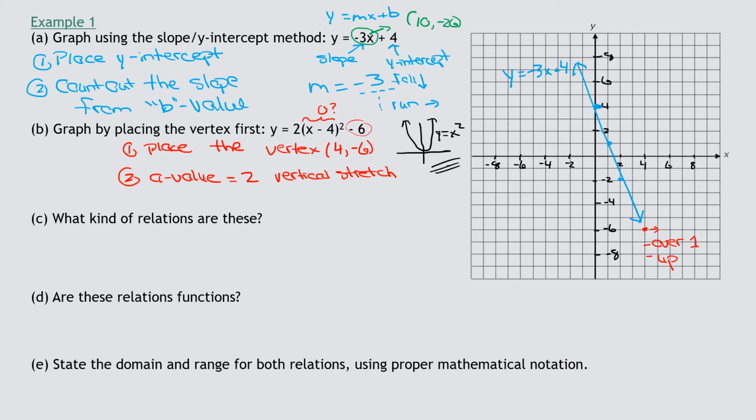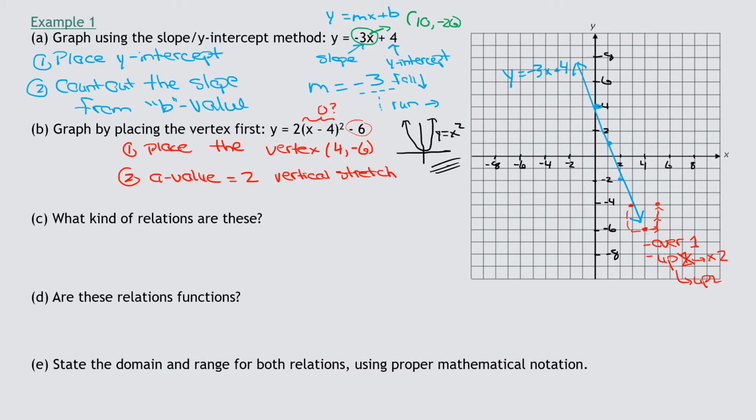Normally I would go up 1 right here. But we have an a value of 2, so we're not going up 1. We have to take that number that was a 1 and we have to multiply it by the a value, by 2. So I'm actually going up 2. So up 1, 2, and here is my next dot. And I do the same thing on the other side. Over 1 and up 2. There's my next dot.